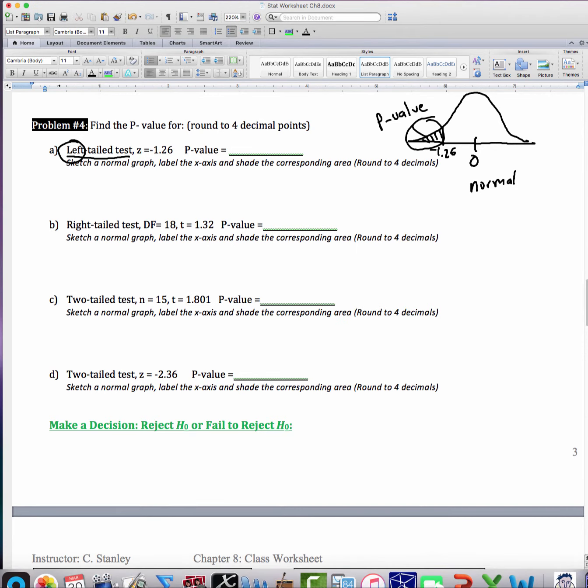Now in this case, this is still 0, but these are T's now. These are T's, not Z's. So I'm at 1.32. Draw a line up. It's a right-tailed test, so I shade to the right. And then instead of going to the normal calculator, I'm going to go to the T calculator.